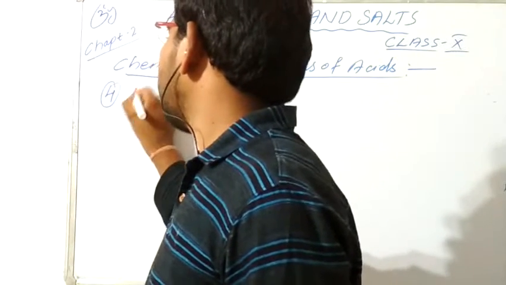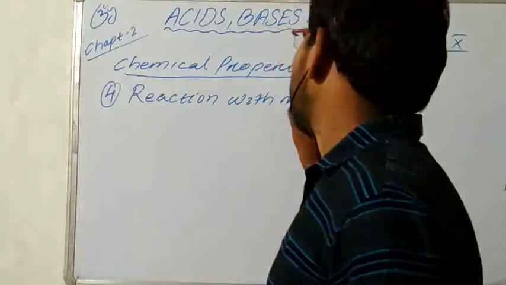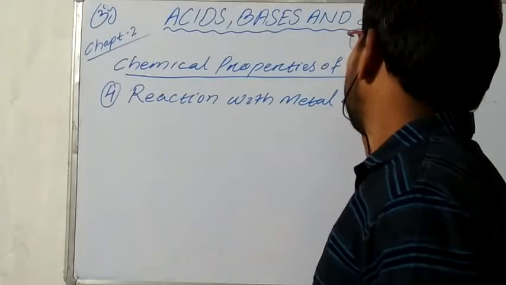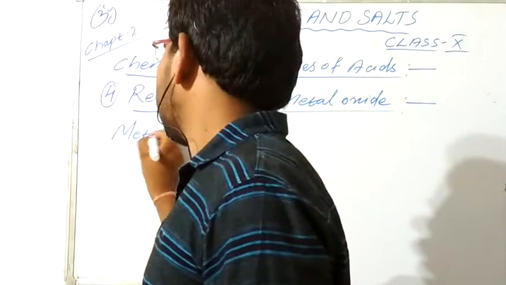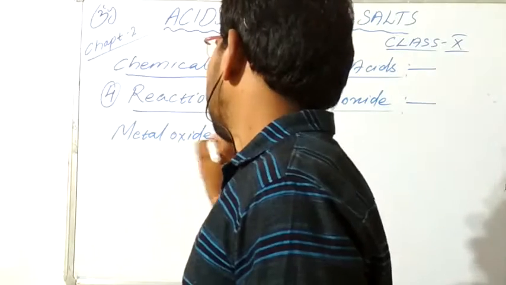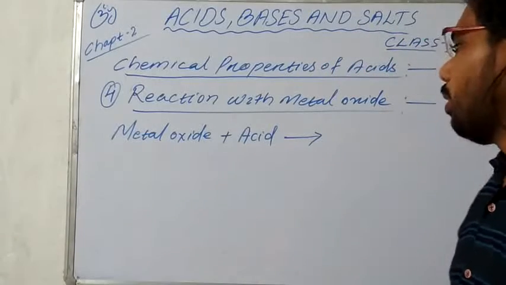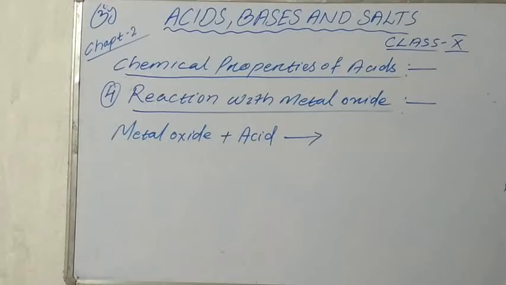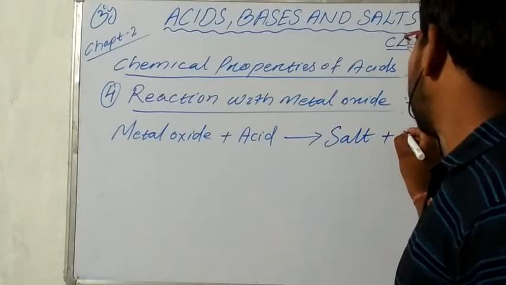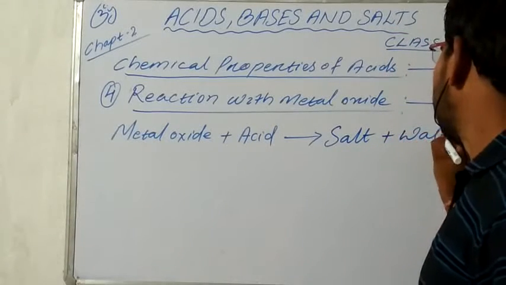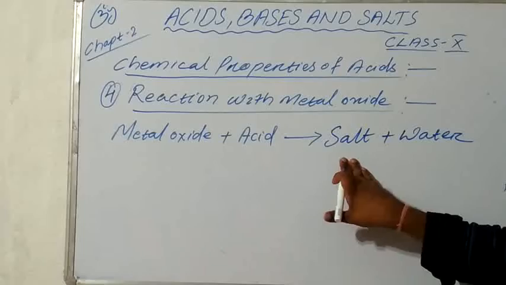The reaction with metal oxide. Metal oxide plus acids react to form salt and water. When metal oxides react with acids, they form salt and water.